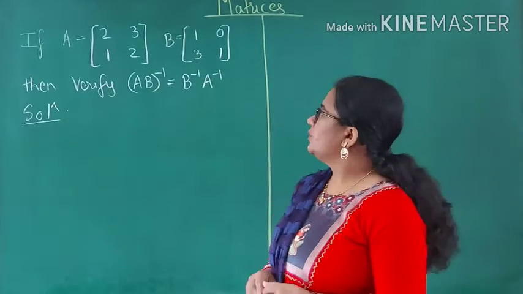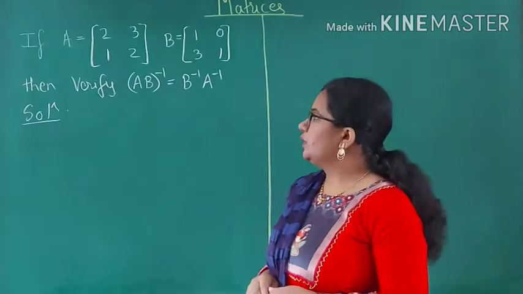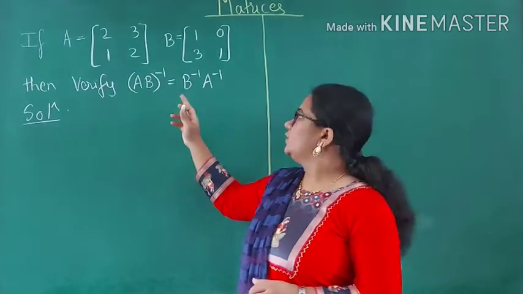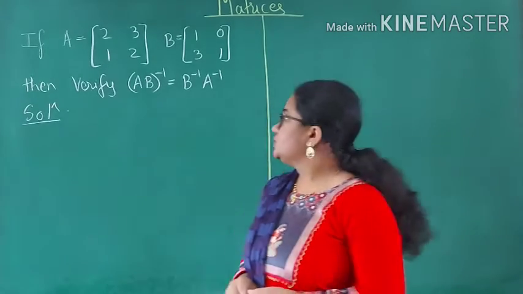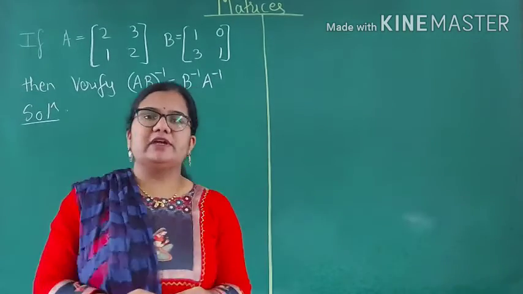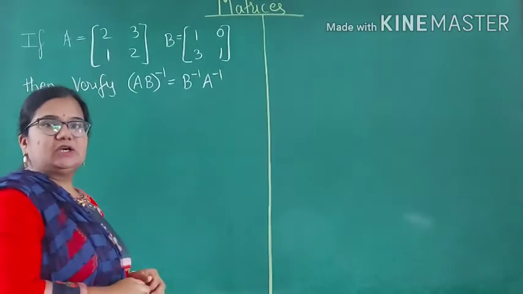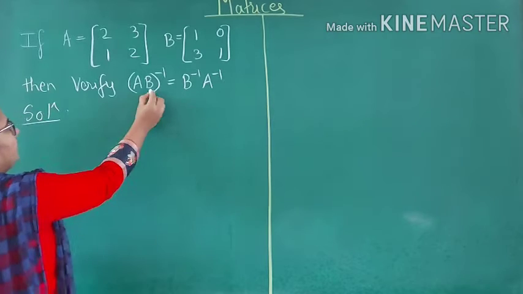You can see on the board there are two matrices A and B of order 2 given to you, and you have to verify that (AB) inverse is equal to B inverse into A inverse. So now let us start by solving the LHS. In LHS, first you have to find (AB) inverse. So let us start by finding A into B first.